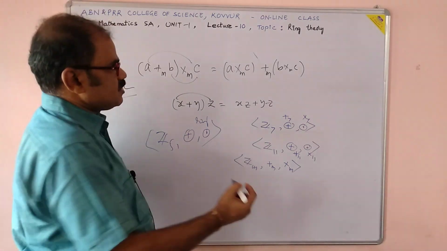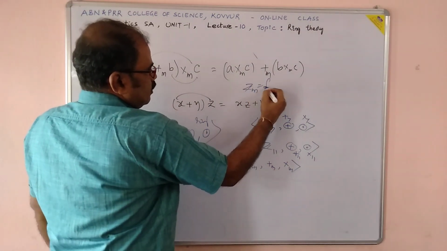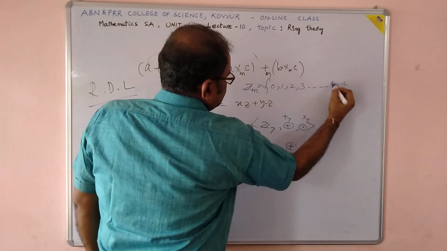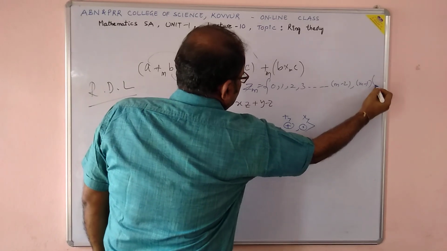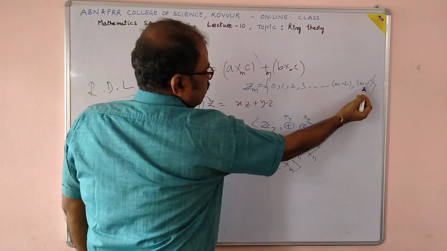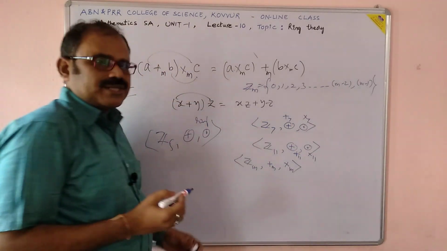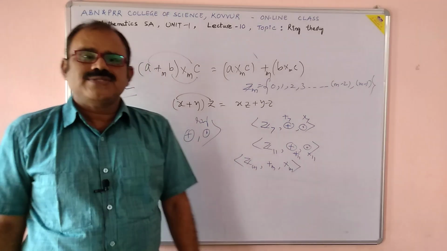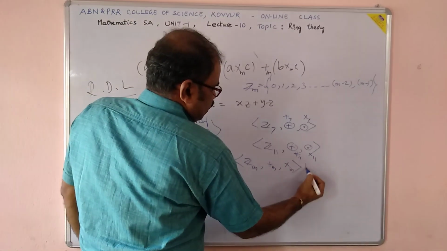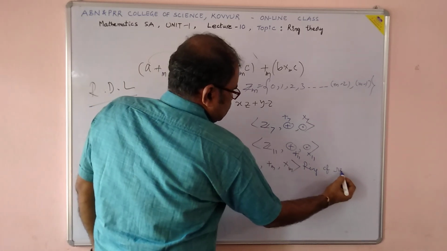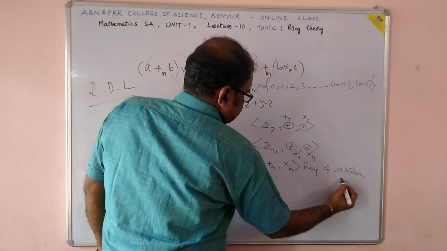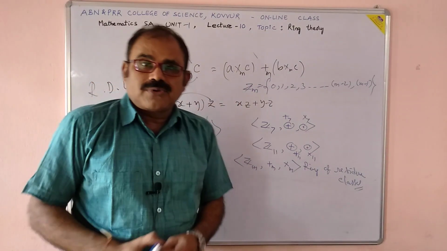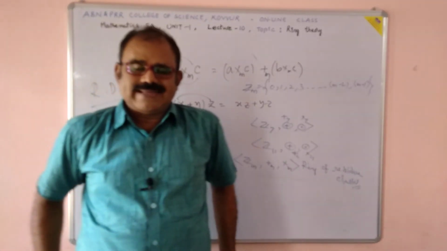So, what is Zm here in general? 0, 1, 2, 3, 4 up to m minus 2 and m minus 1. Since it is m, up to m minus 1, you will get from 0 to m minus 1. So, Zm, addition modulo M, multiplication modulo M is always a ring, which is said to be a ring of residue classes. So this is a special example of a ring, which is a ring of residue classes.